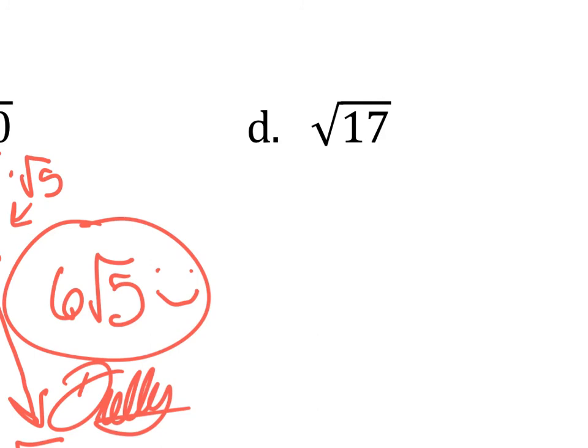So that means since no perfect squares can go into 17 and the square root of 17 itself is not a nice number, that is your final answer. That's already as simplified as you can go. All right? You guys have any questions? No. Okay.